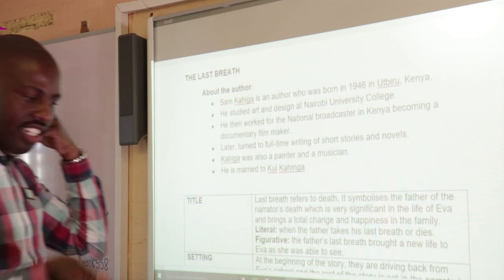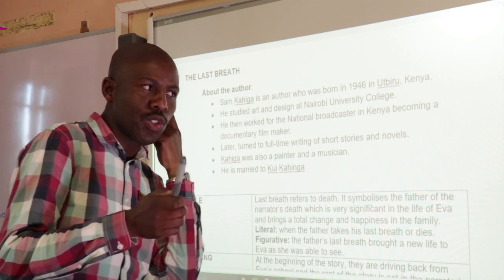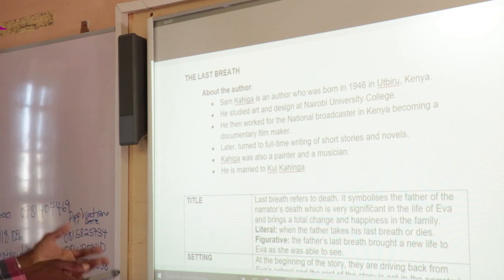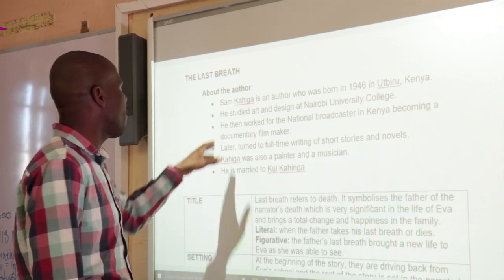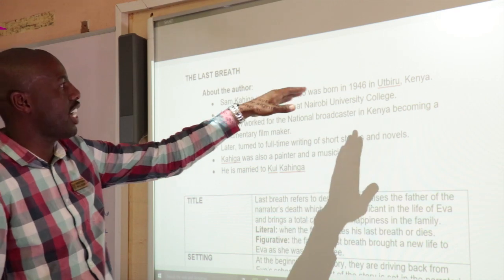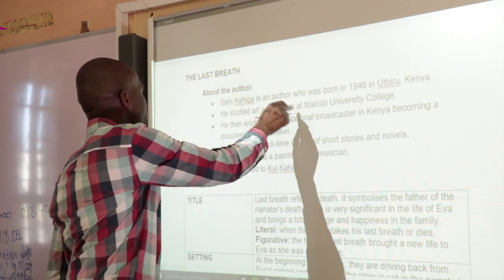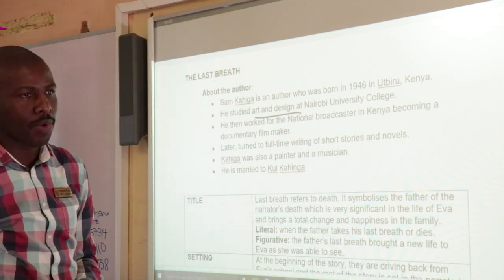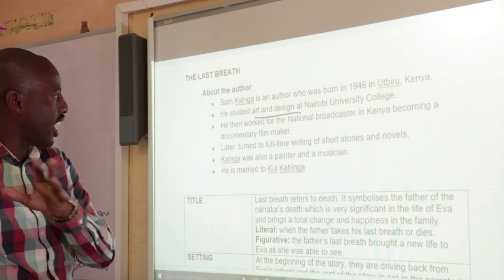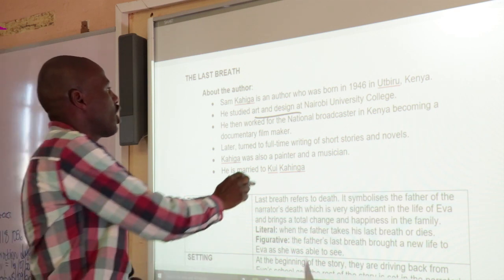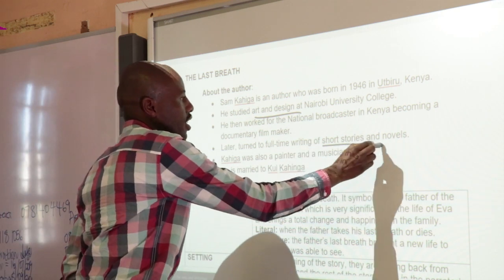Now that's great again, the author. It's very important to say something about the author because normally the author, where he lived, what he experienced, informs his or her writing. Now, the author is Sam Kahiga. He's an author born in 1946 in Kenya. He studied art and design in Nairobi University, then worked for the national broadcaster. We know ours is SABC; Kenya's is maybe Kenya Broadcasting Corporation, something like that. Later, he turned to full-time writing short stories and novels.